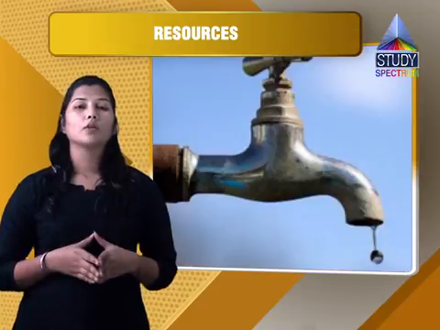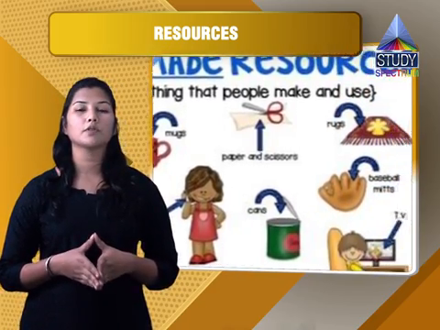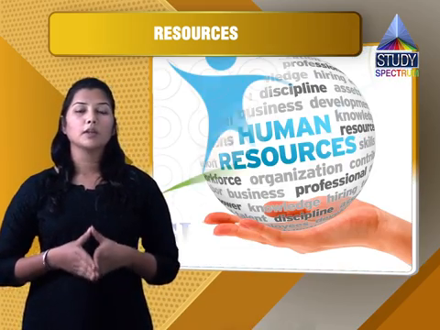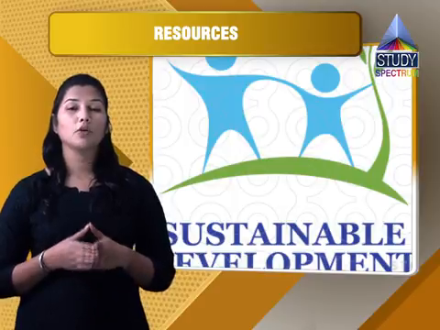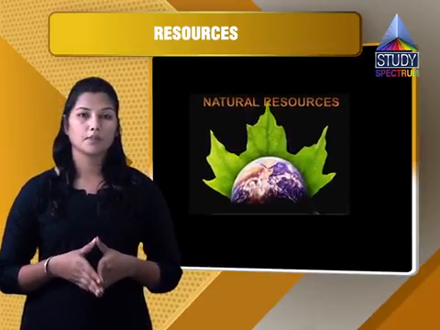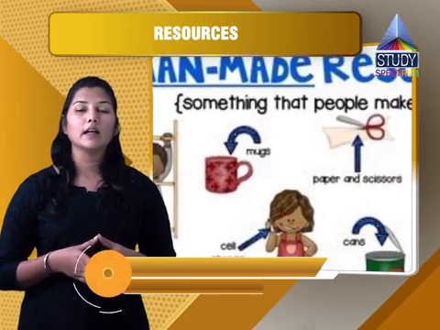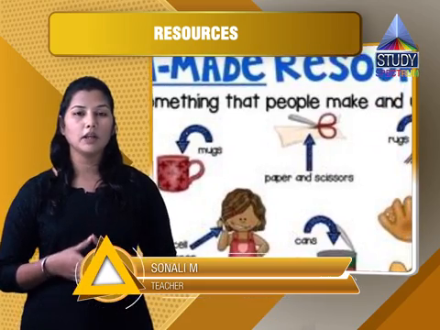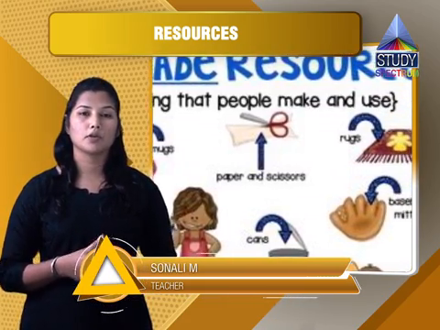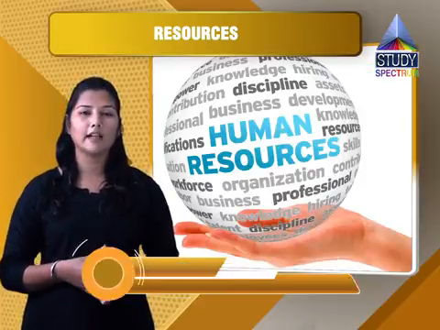Let's quickly revise the whole chapter. We spoke about resources in this chapter. We spoke about the different types of resources, sustainable development, and the conservation of resources. What is a resource? Anything that is used to satisfy a human need is called a resource. But it should have a utility and it should have a value to it.